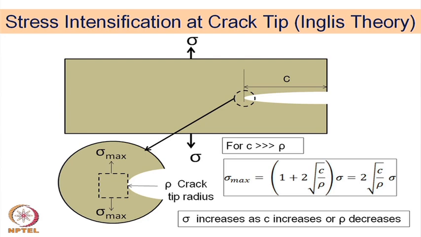So, that is one thing to be understood, that in a ductile solid it is the dislocation movement that gives you the plastic deformation, whereas in a brittle solid it is the propagation of the crack which leads to the complete fracture.